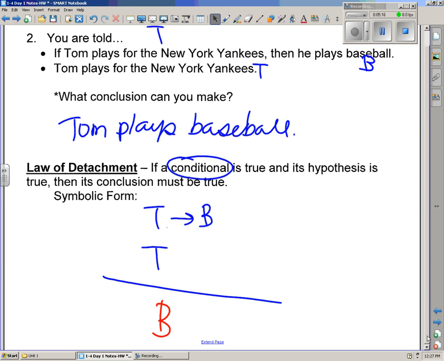Okay, so if a conditional is true and its hypothesis is true, if T then B is true and T is true, then what you're basically doing, because these are the same, is you're going to detach off the back. Okay, so there's your second law, law of detachment.